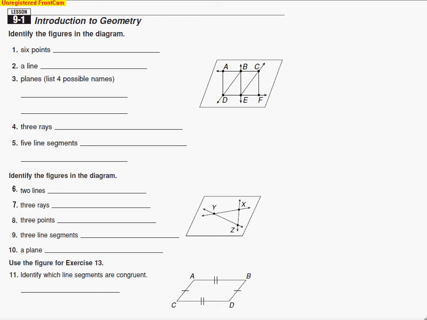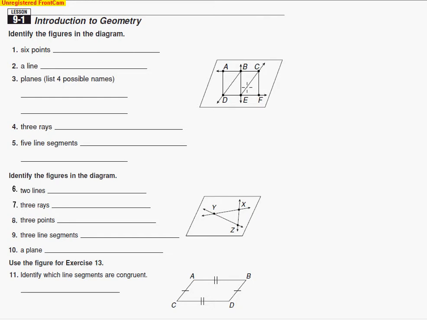This lesson is an introduction to geometric terms and some different aspects of geometry. So the first set of directions asks us to identify the figures in the diagram. And we need to identify some points on a graph here that we have, or this figure.